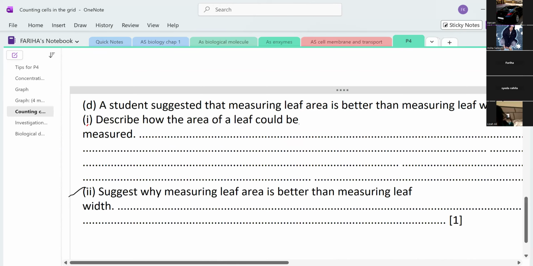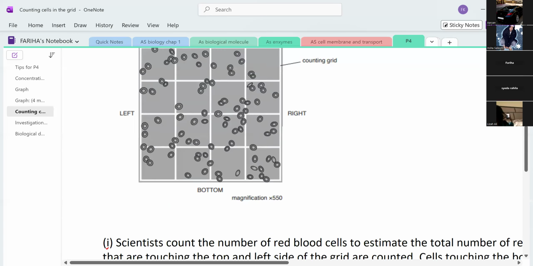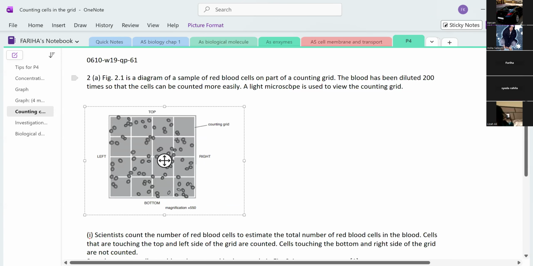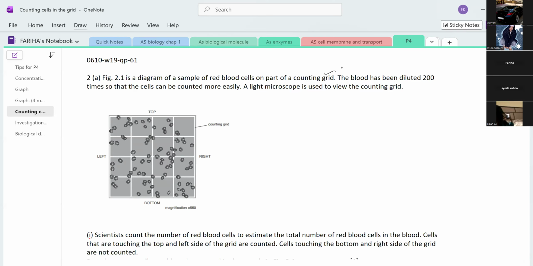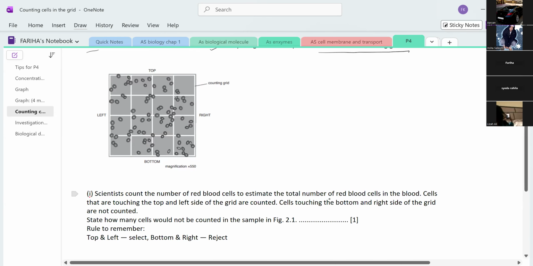Now next question based on the same topic. Figure 2.1 is a diagram of a sample of red blood cells on part of a counting grid. The blood has been diluted 200 times so that cells can be counted more easily. A light microscope is used to view the counting grid. Scientists count the number of red blood cells to estimate the total number of red blood cells in the blood.